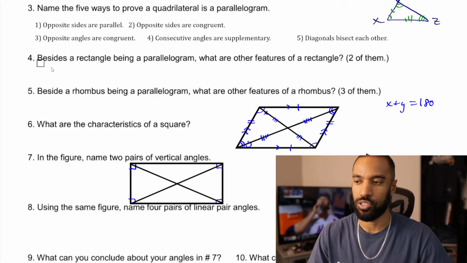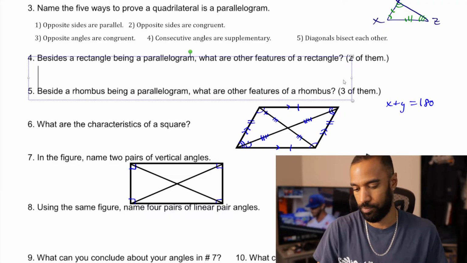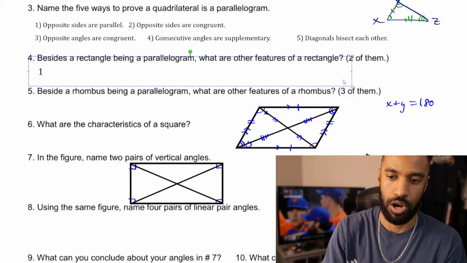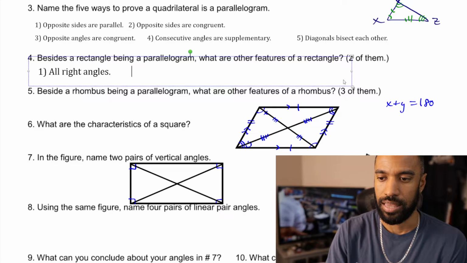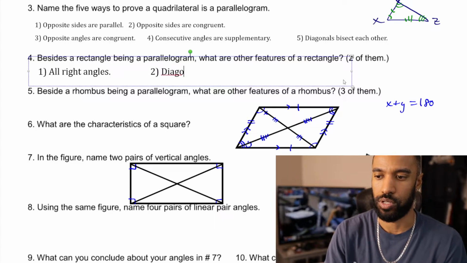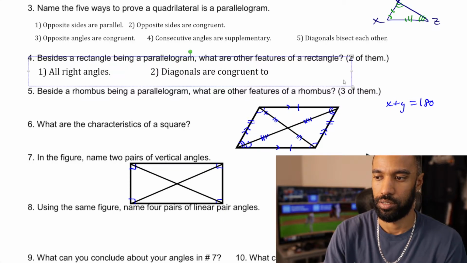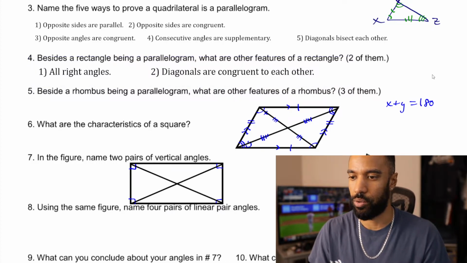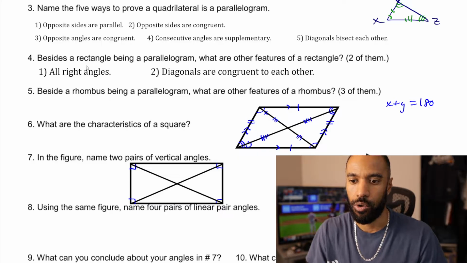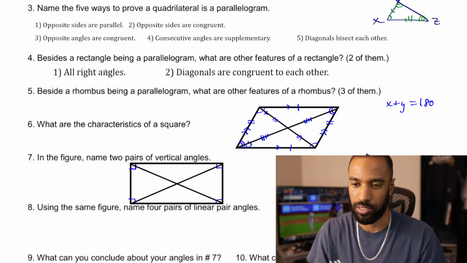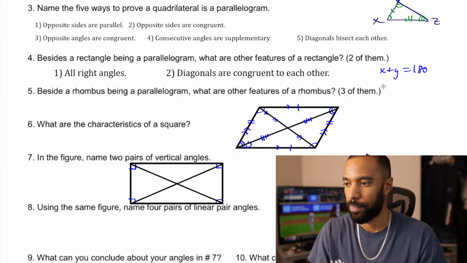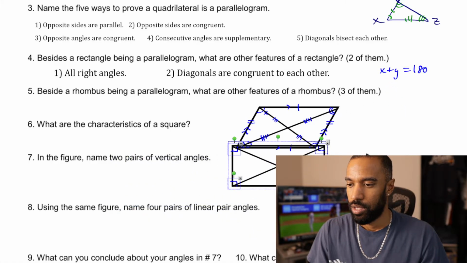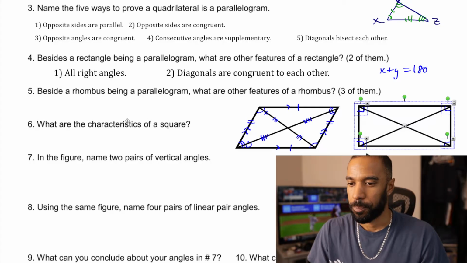So what are the two different features of a rectangle there? We have all right angles, which is kind of the definition of the rectangle. And then diagonals congruent to each other. So those are the two that a rectangle specifically has. All rectangles are parallelograms. Not all parallelograms are rectangles. They could be. They don't have to be. That kind of thing. And the third one's the rhombus.